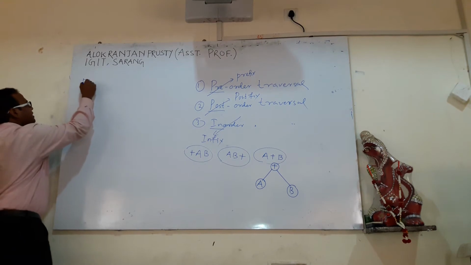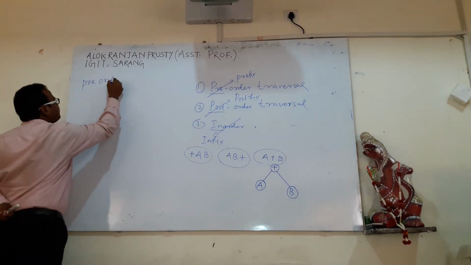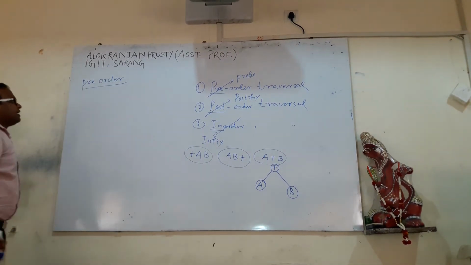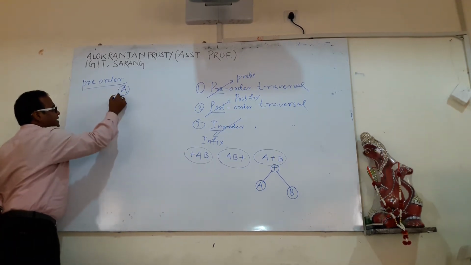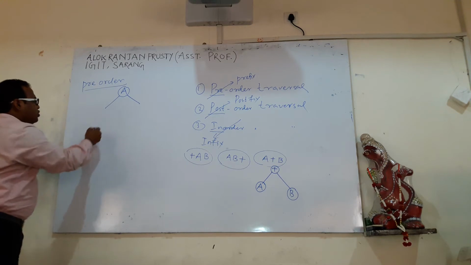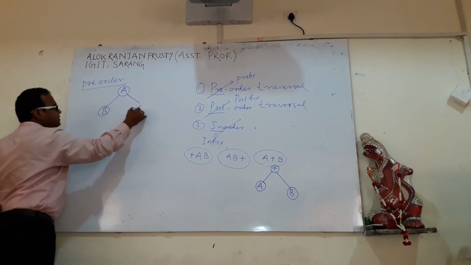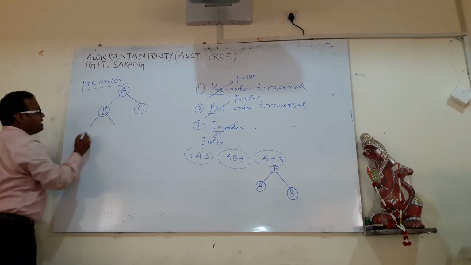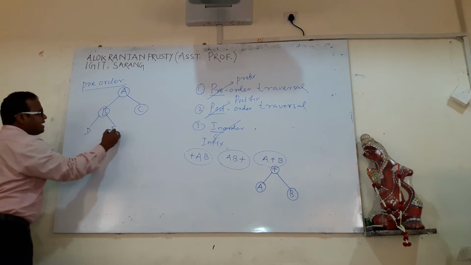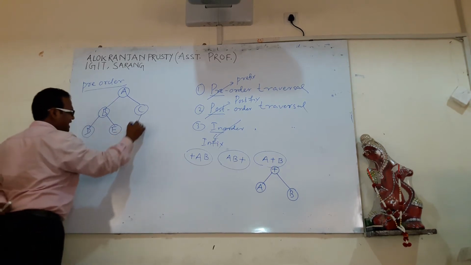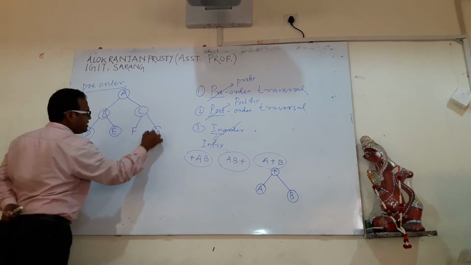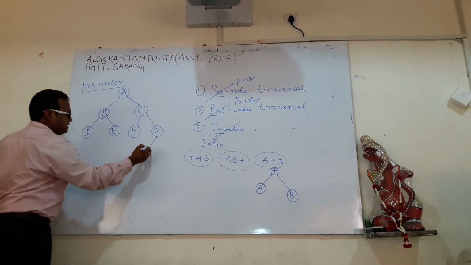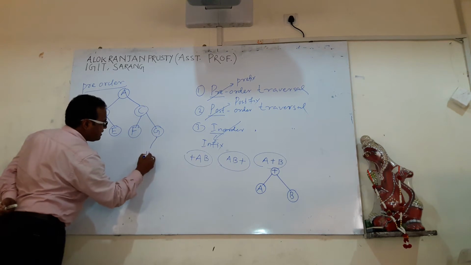First one is pre-order traversal. Okay. Let's take one example of a binary tree: A having two children B and C, B having two children D and E, then C is having two children F and G, and G, let's say, having one child, let's say H.